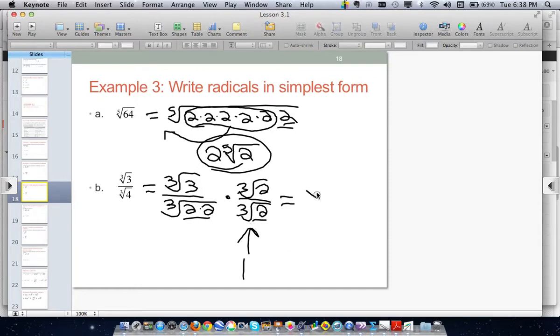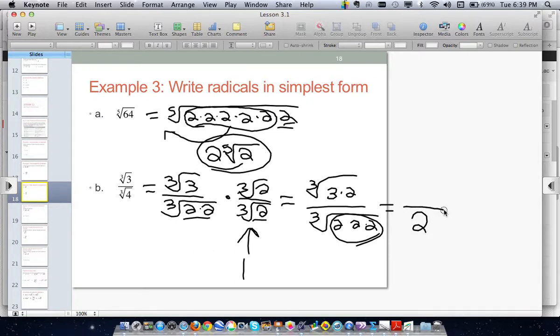If you want, you can always bring that together to simplify. So I have 3 times 2 up here, and then I have 2 times 2 times 2 down here. So these three 2's here will come out of the radical sign. So now we have no radical in our denominator, and we just need to simplify the numerator. So now we're at the cube root of 6 divided by 2.